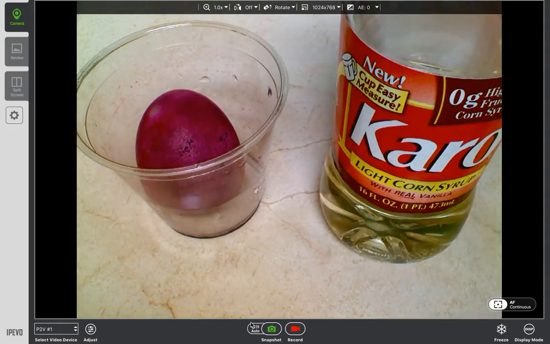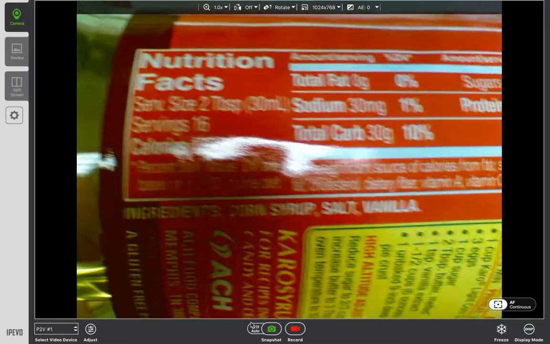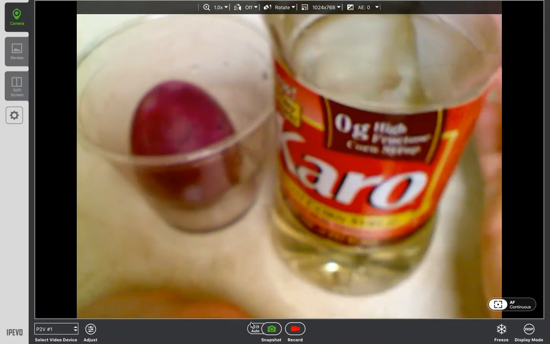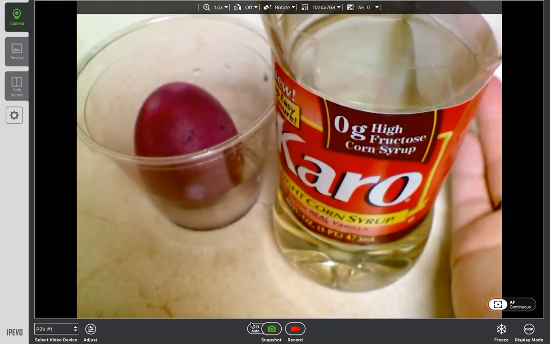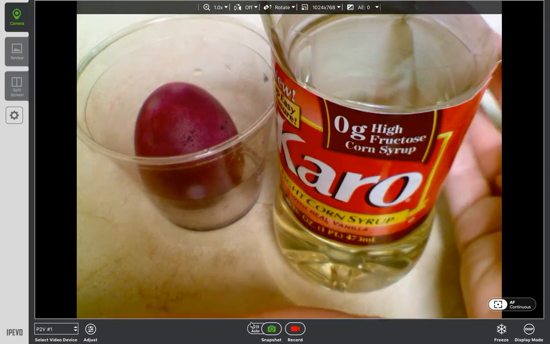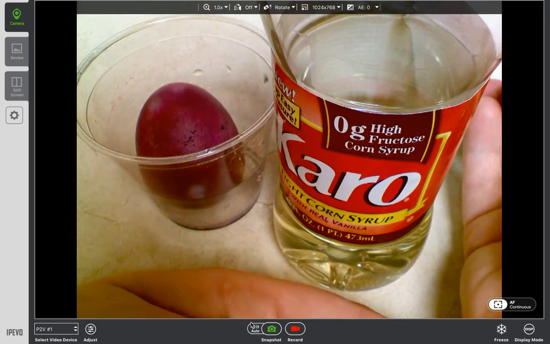What I did want to talk about is Karo corn syrup. What is corn syrup? If we look at the ingredients, it's corn syrup, salt, and vanilla. Corn syrup is basically sugar. If you've ever tasted corn syrup, it's basically thick sugar. That's all it is.